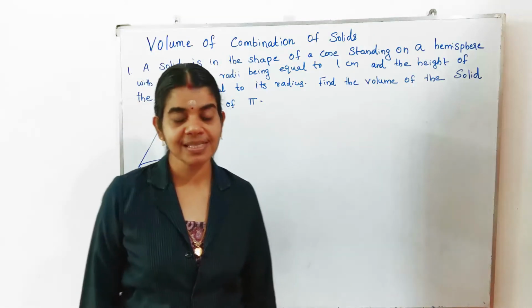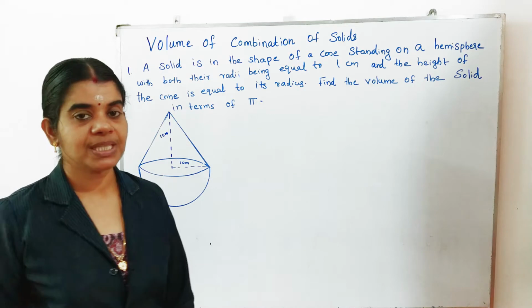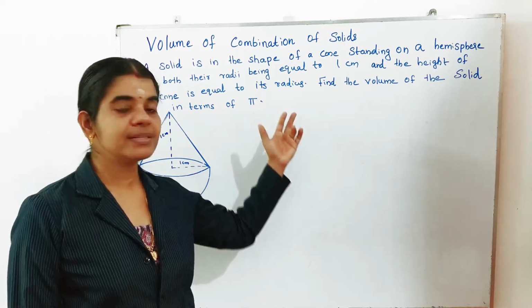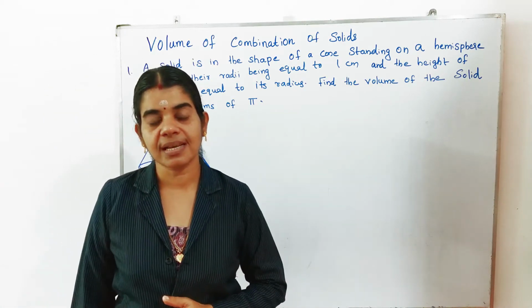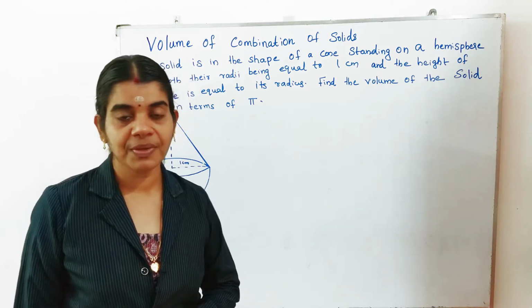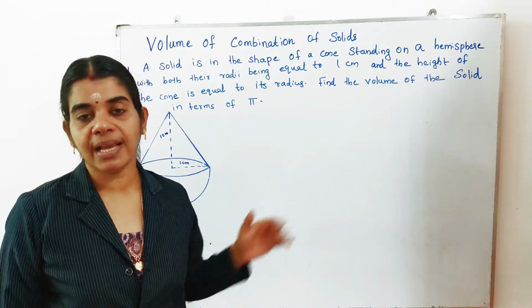Back to our maths class. In the previous class we discussed the surface area of the combination of solids. Today we are discussing the volume of a combination of solids. We can explain that through one example.